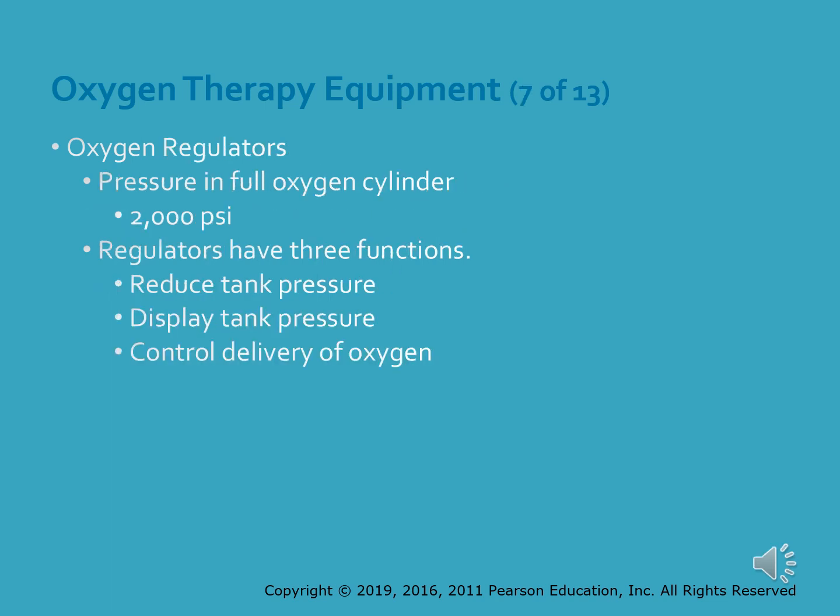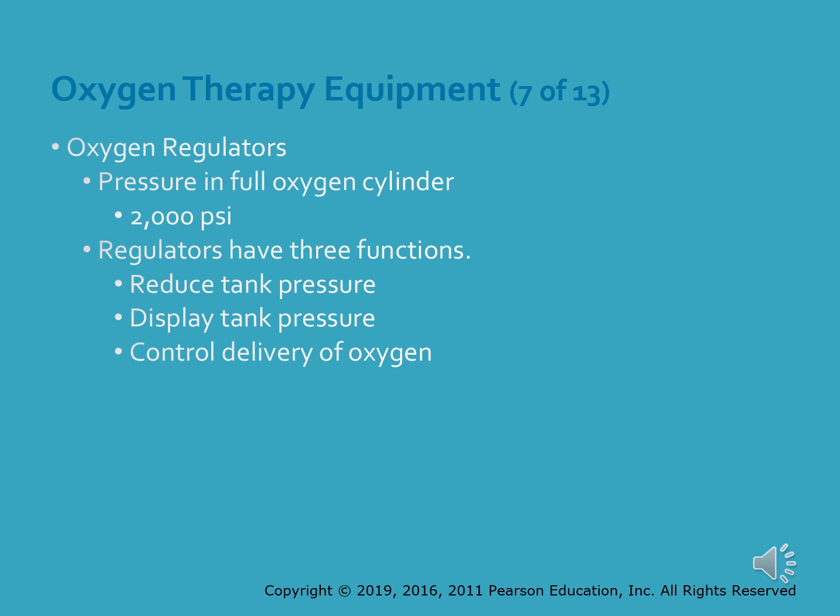The pressure in a full oxygen cylinder is approximately 2,000 psi. This is much too high a pressure to be used directly from the cylinder. A specialized regulator, called a pressure regulator or oxygen regulator, must be connected to the oxygen cylinder before it may be used to efficiently deliver oxygen to the patient.